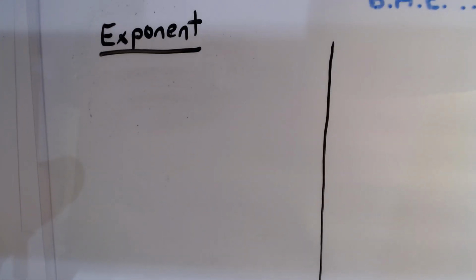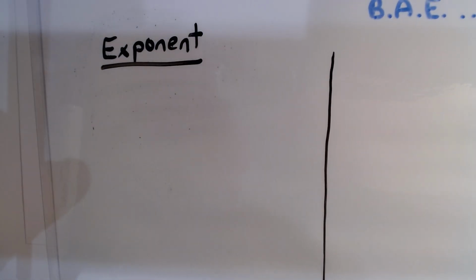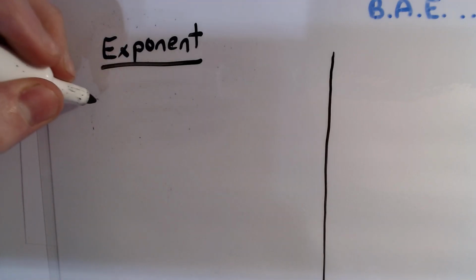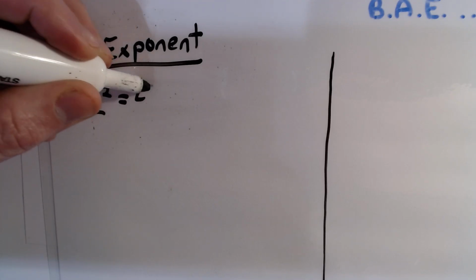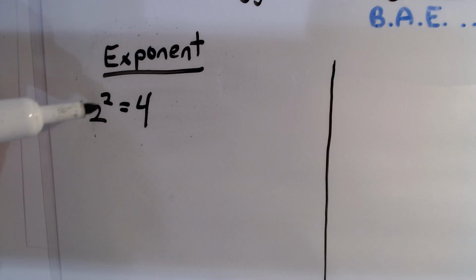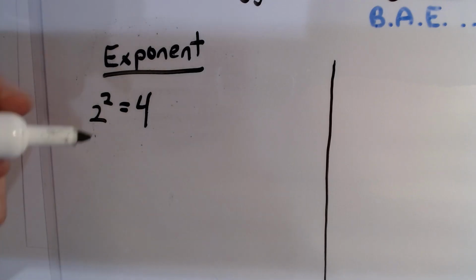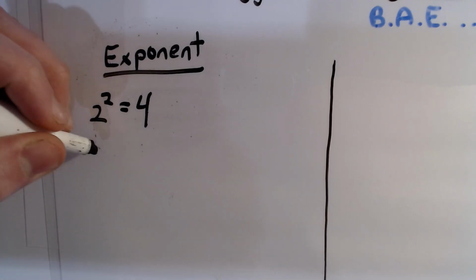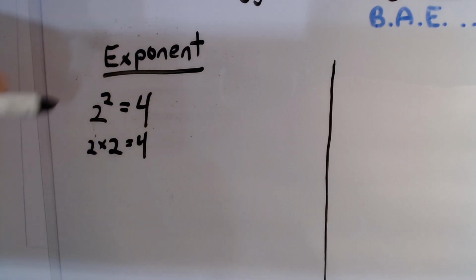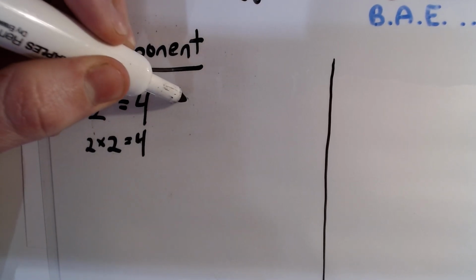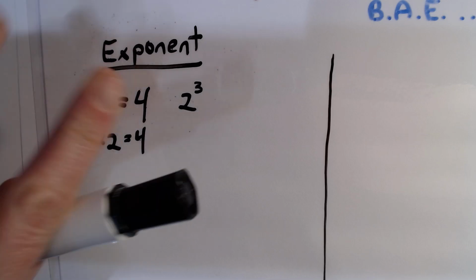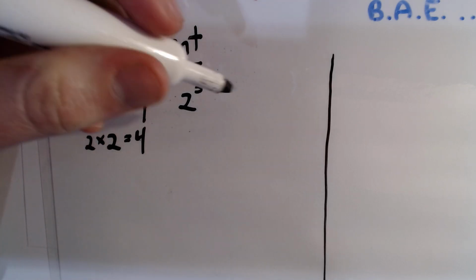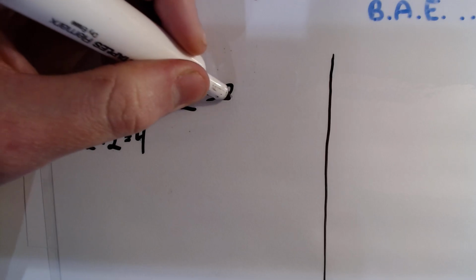Just starting here with something that has numbers. Let's say we have 2 squared equals 4. That right there is an exponent operation. You guys know that. That's easy enough. As we know in plain language, that means 2 times 2 equals 4. If we were to have that same base with an exponent of 3, or as they say, a power of 3, then that would be 8.